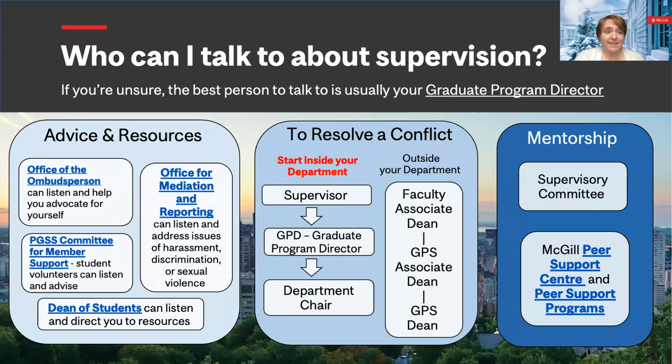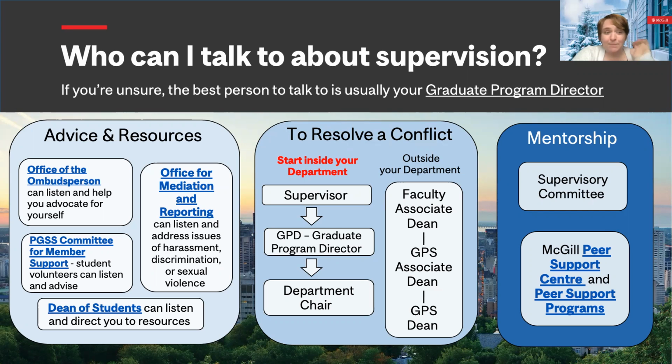The ombudsperson can listen and can help you advocate for yourself. They can't intercede on your behalf in most cases. They're really just there to help you understand where you stand in the policy landscape. So if anything happens that you're unsure about, you want to talk to somebody, you're not feeling good about what's happening, most people stop at the GPD's office, first stop, or the ombudsperson.